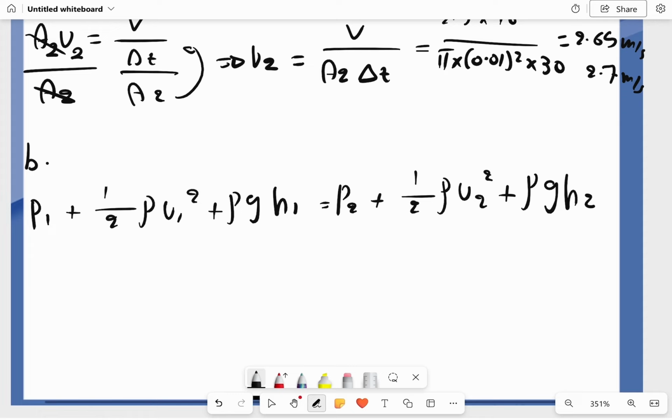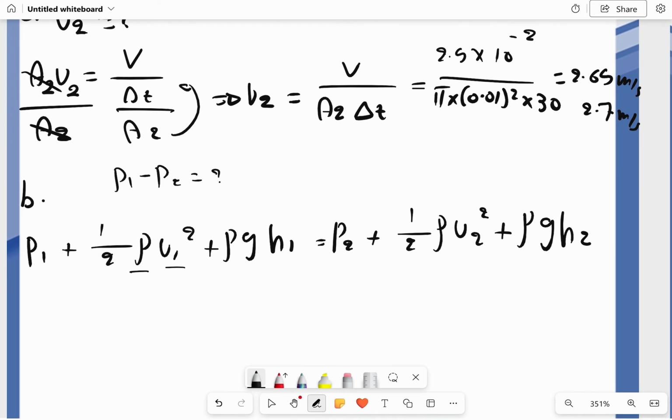Okay, now it needs gauge pressure. Let's see if we have everything, because it's asking for gauge pressure. We should say that P1 minus P2 is equal to what? Or you can just simply remove one of the P's and then it will be the same. Let's first check if we have everything. Do we have density? Yes. Do we have the first velocity? No, we don't. We found the second velocity, which is equal to 2.7, but we don't have the first velocity, guys.